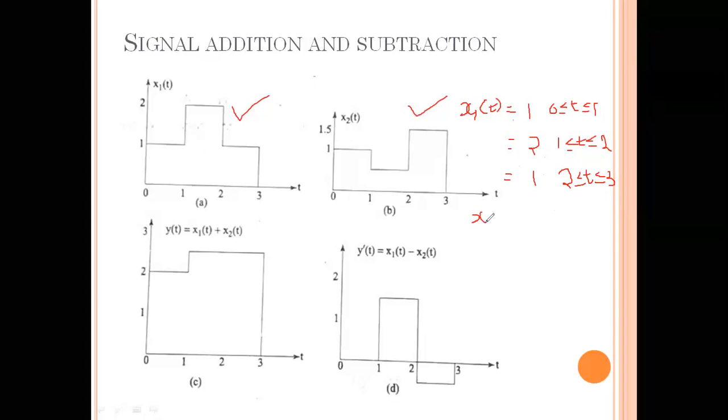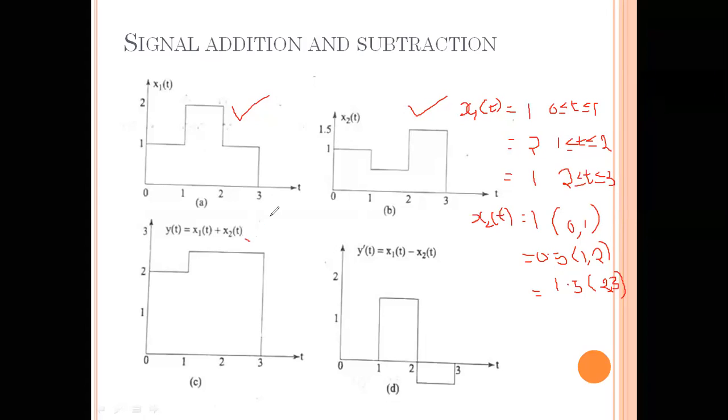Similarly, x2 of t is also given. You have been given x1 of t and x2 of t separately. So now see here, this is 1, this is 0.5 and this is 1.5. This is from 0 to 1, this is from 1 to 2, and this is from 2 to 3.